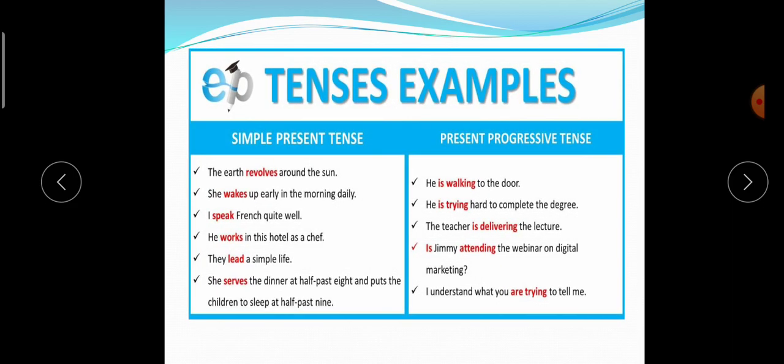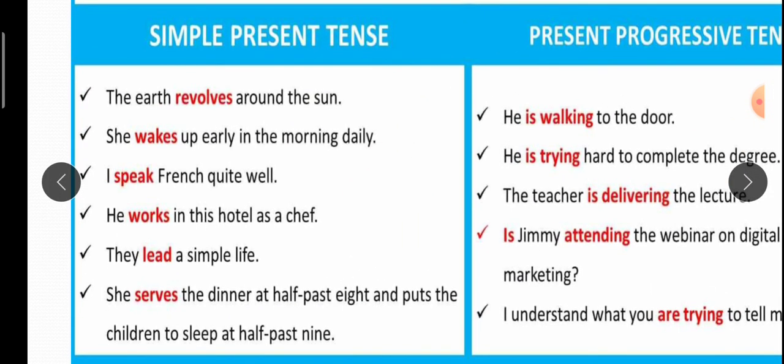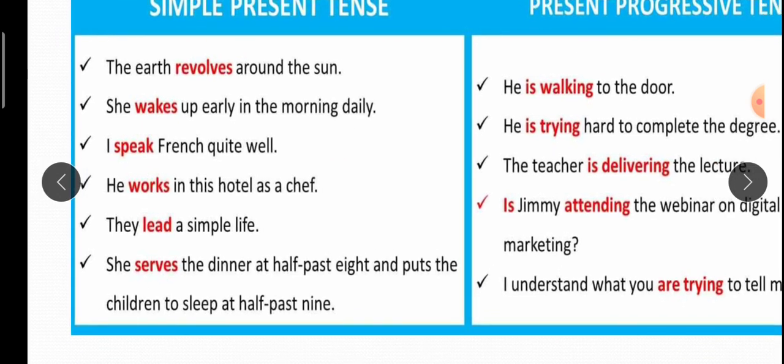Now let's see the examples. Simple present tense. The earth revolves around the sun. It's a universal truth, right? She wakes up early in the morning. It's a habit. I speak French quite well. He works in this hotel as a chef. They lead a simple life. She serves the dinner at 8:30 and puts the children to sleep at 9:30.